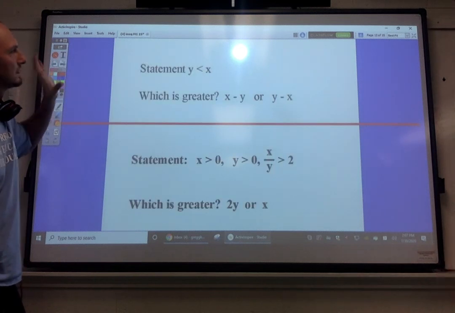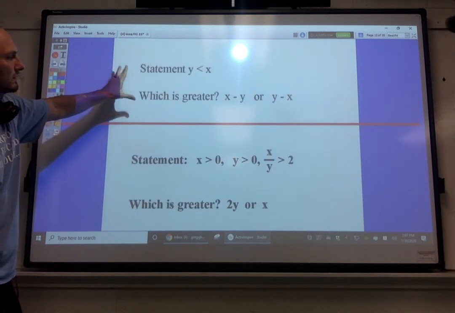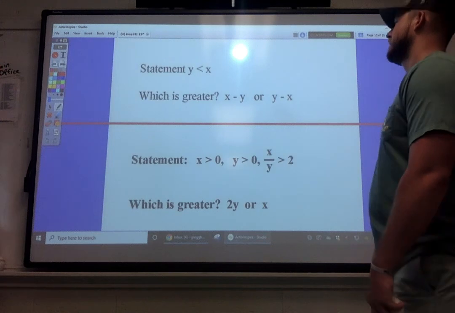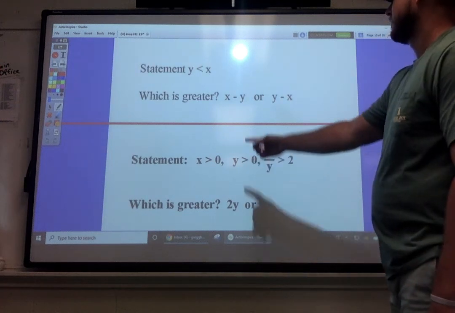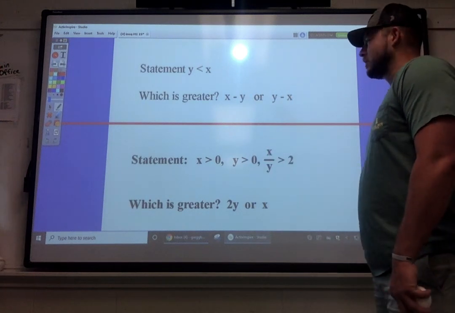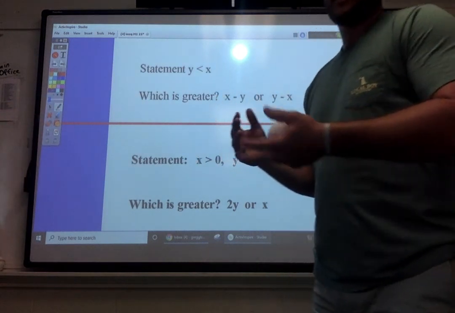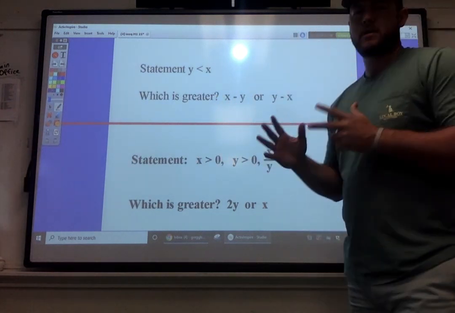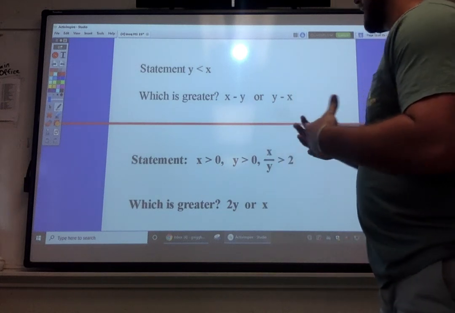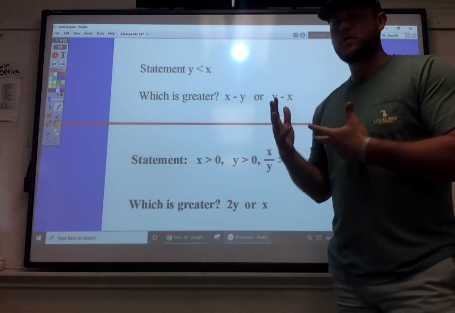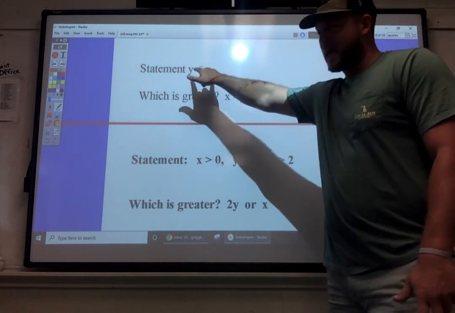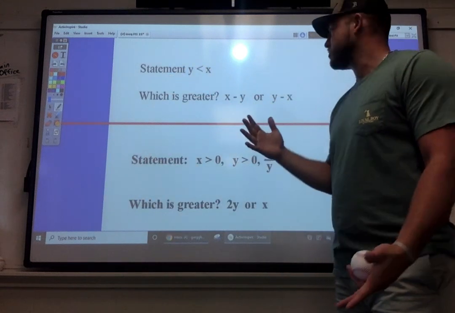I can do that. All right, here we go. Statement: y is less than x. Which is greater, x minus y or y minus x? Now, I understand you might be thinking, wait, where are the numbers? There's only letters. I don't know what to do. I get it. It can be confusing. So what I like to do is plug in 2 numbers to make this statement true. It doesn't matter which numbers you pick.